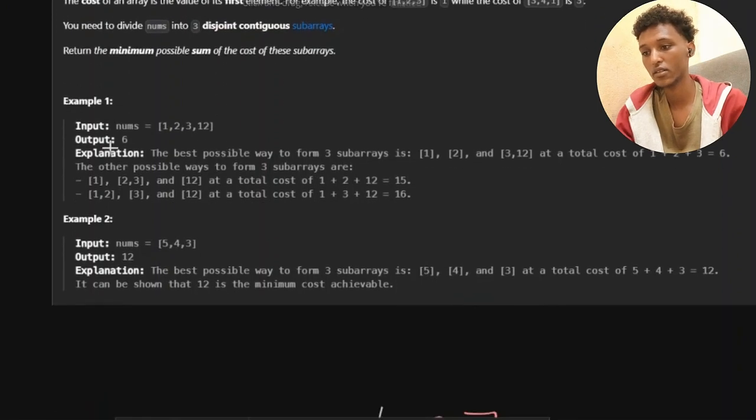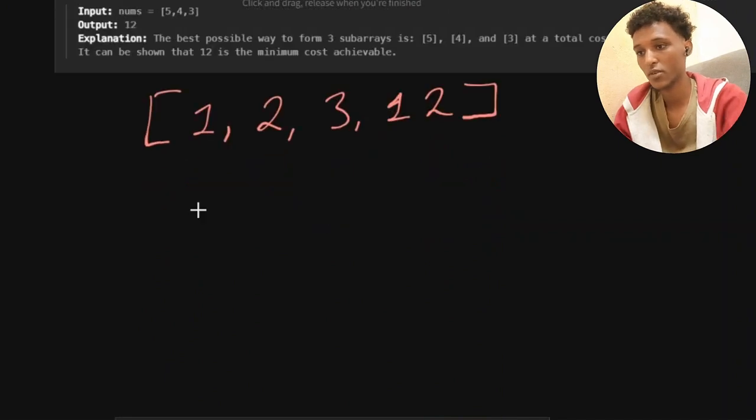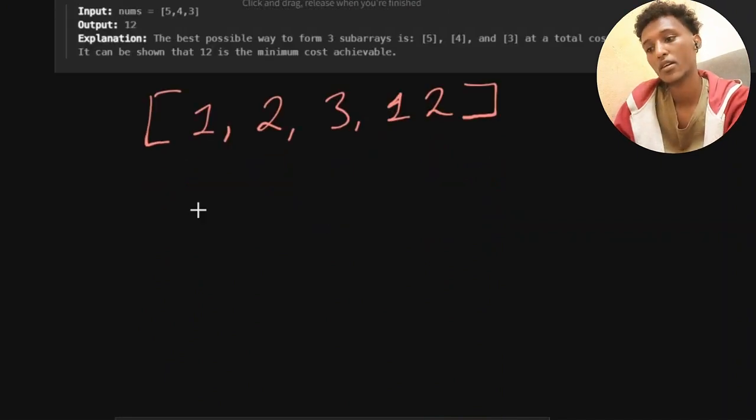let us take the first example and make the problem more clear. Let us say we have the array with elements 1, 2, 3, and 12. So the question is asking us that we need to divide this array into 3 partitions, 3 contiguous partitions, then finding the sum of the cost of each partition.